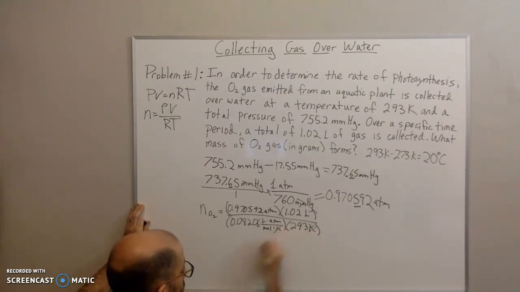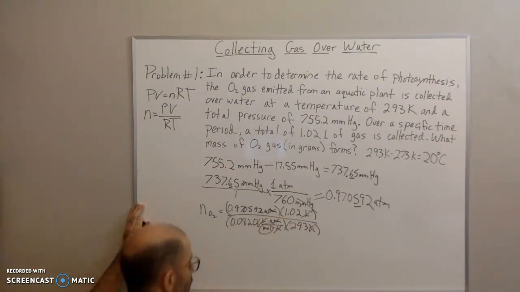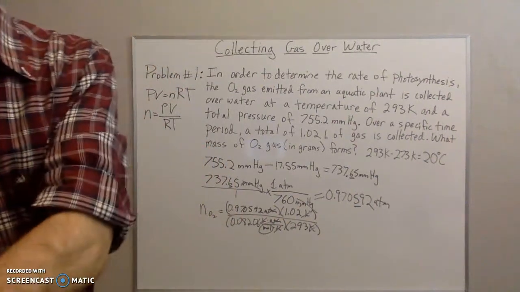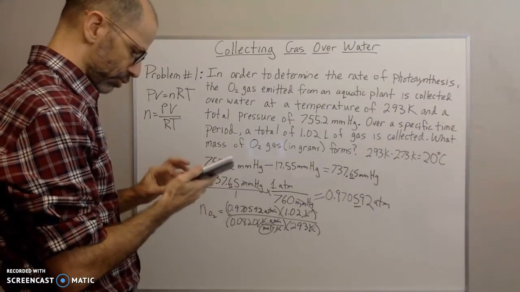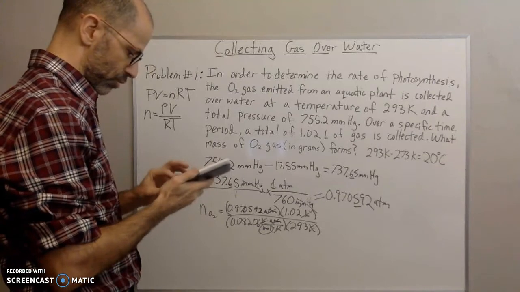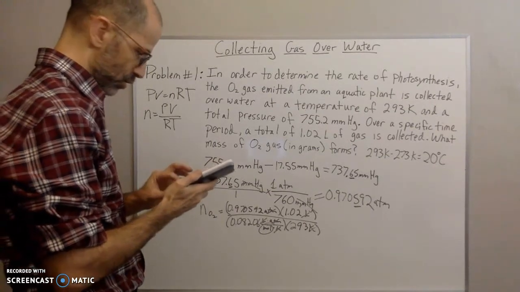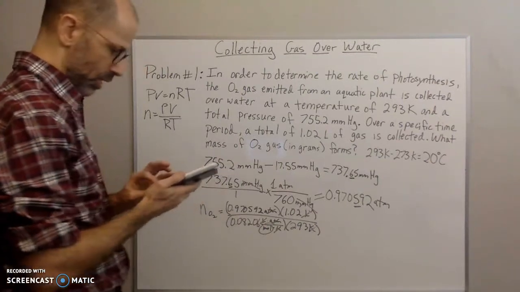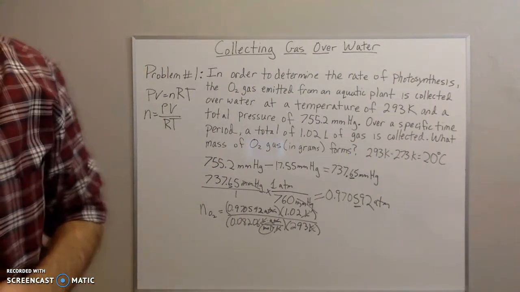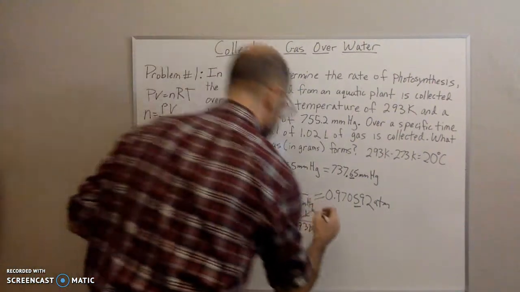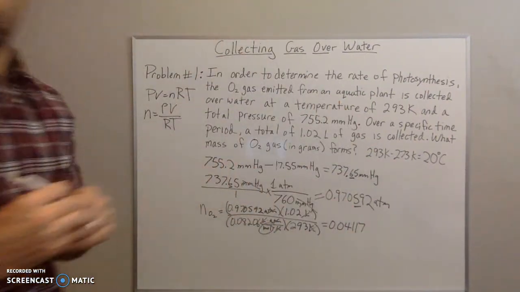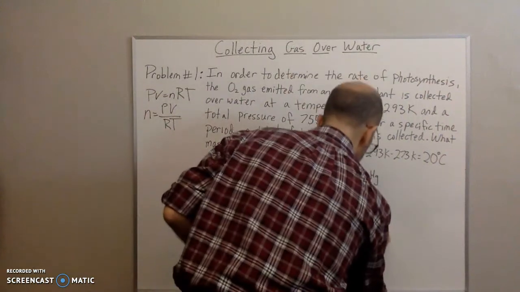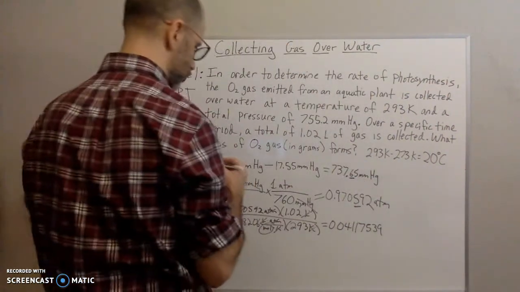So Kelvin cancels out, liters cancels out, atmospheres cancel out, and I'm left with moles. So moles is what I want. So I'm going to calculate the number of moles. So times 1.02 divided by 0.08206 divided by 293 equals, and I get 0.0411, and then like 539. Okay, so that's what my calculator gives me.